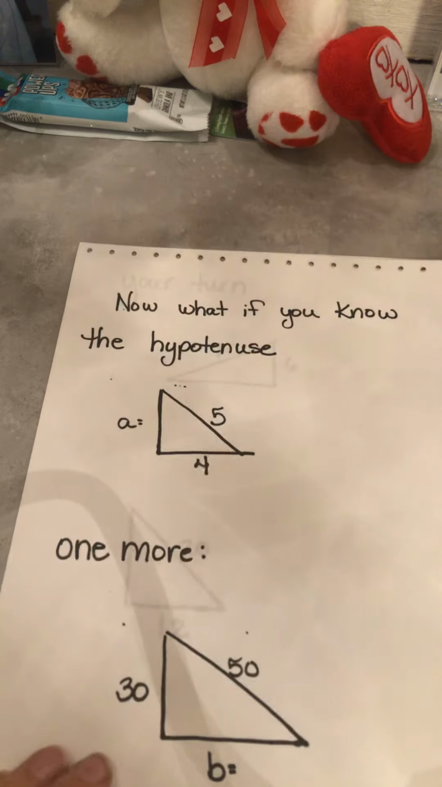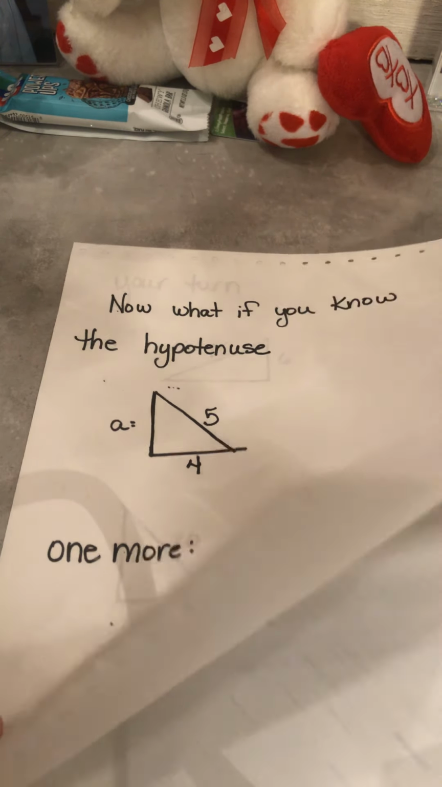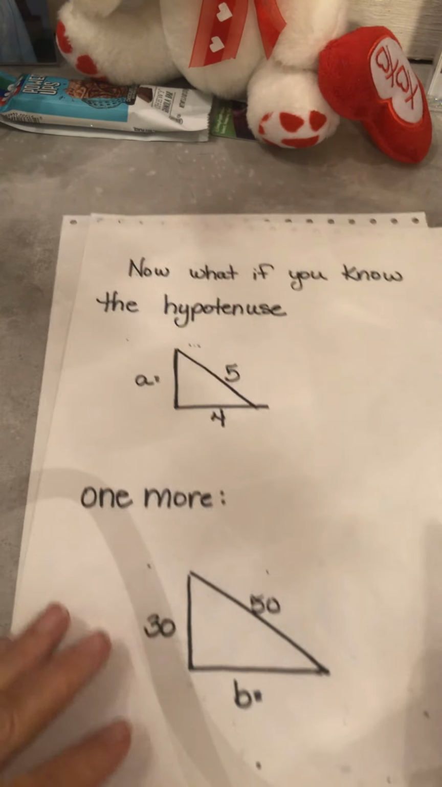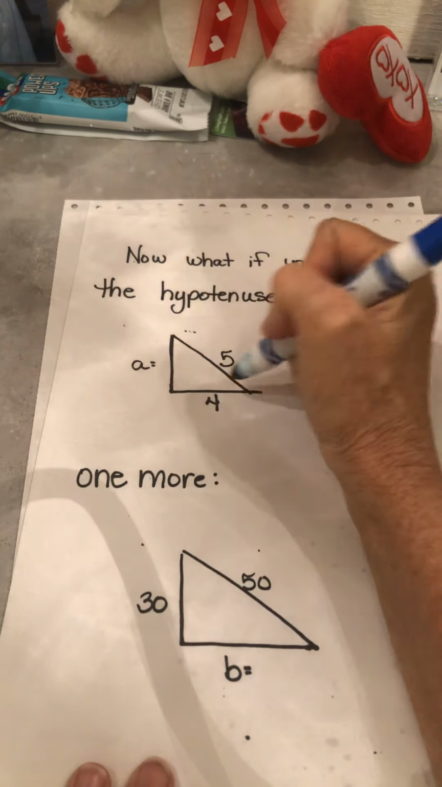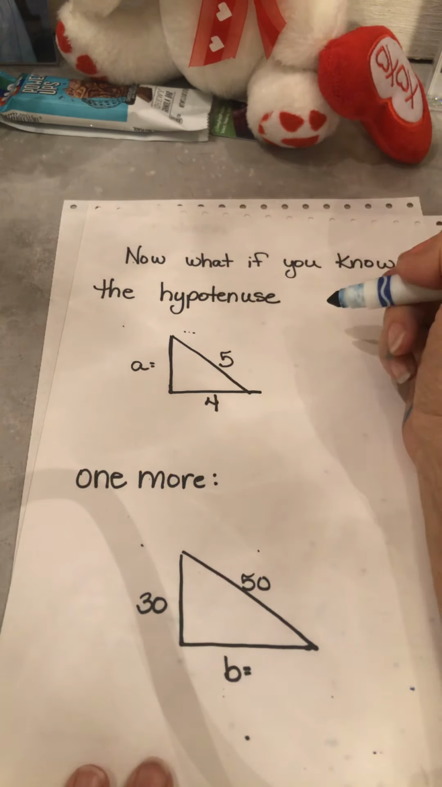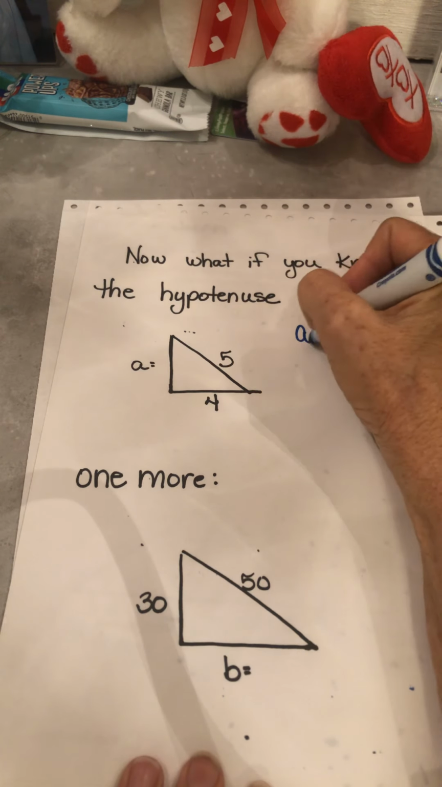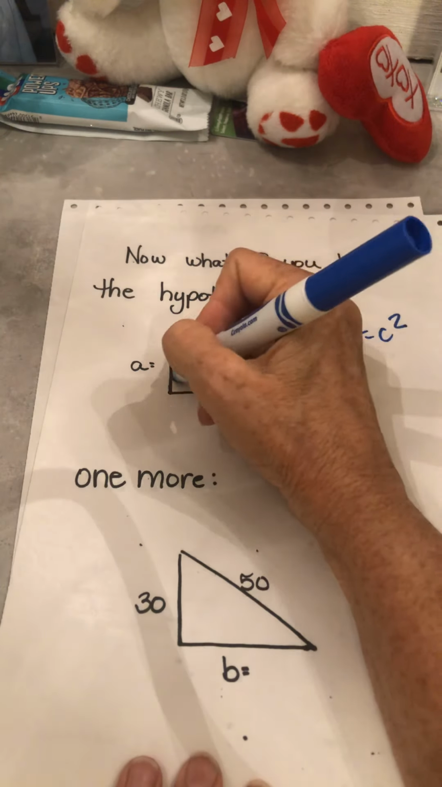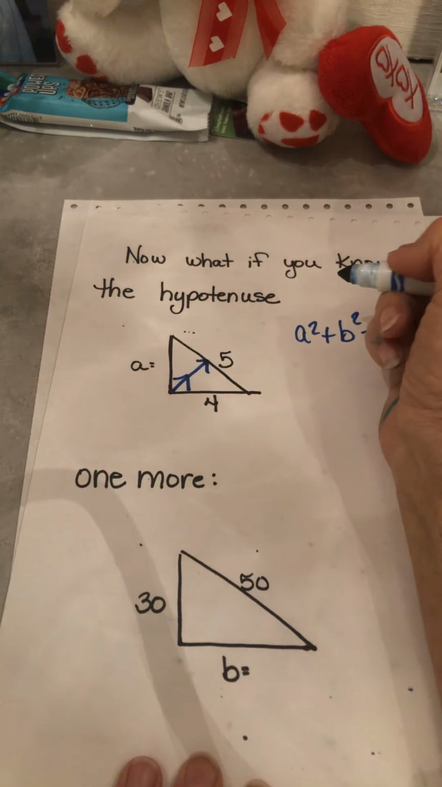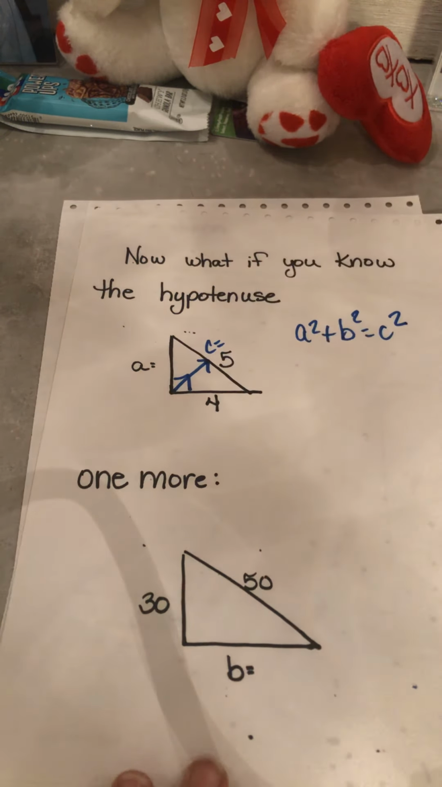Now here we go. We have all along been needing to find the hypotenuse. What if I know the hypotenuse and I need to find one of the other leg measurements? That's going to happen here. So let's see what I know. I know a squared plus b squared equals c squared. I know always across from the right angle is what I call my c.